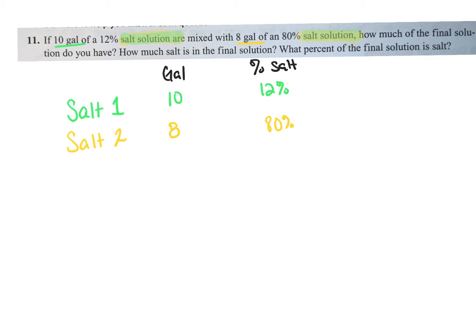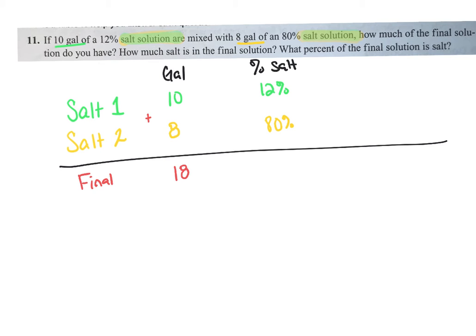They're mixing it together. And so for this one, it's a little bit tricky because they actually didn't tell us anything about the final solution. However, we know we mixed 10 and 8 gallons. So how many gallons is our final solution? What do I do with those? 18. Right, we add them.